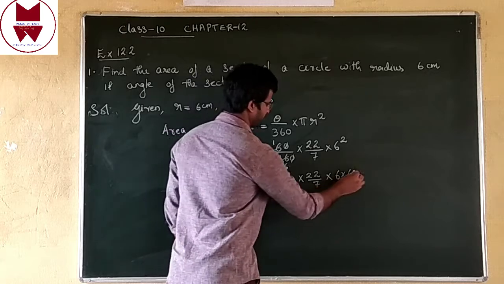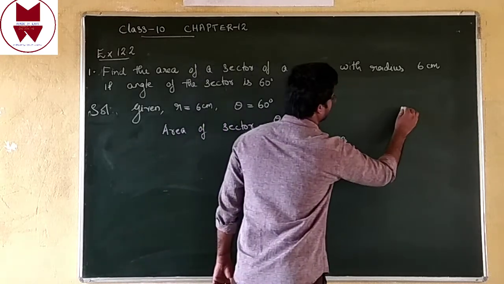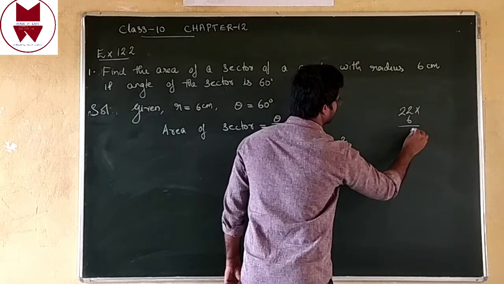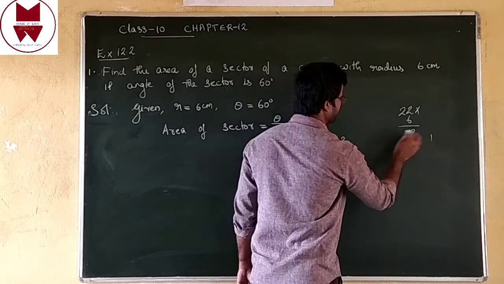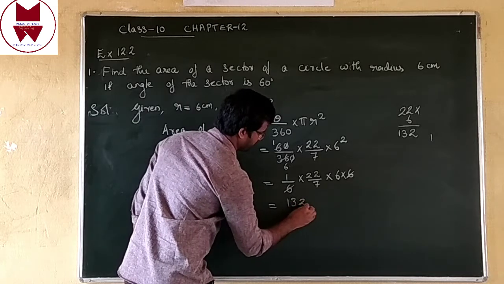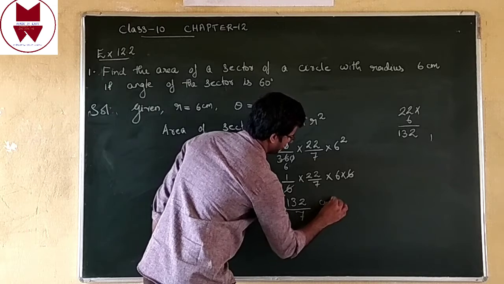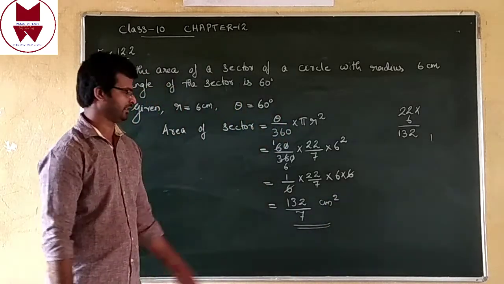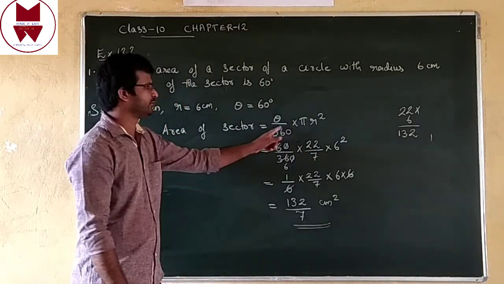Cut it. 1 by 6 into 22 by 7 into 6 into 6 gives 22 into 6. 6 into 2, 12. 6 into 2, 12, plus 1, 13. 132 divided by 7. We can write centimeter square. Here no need to divide. This is our answer.